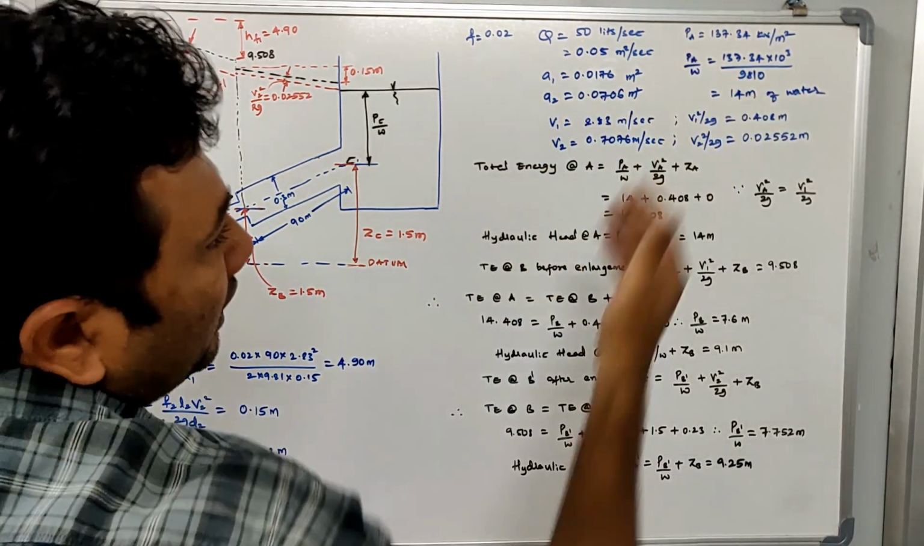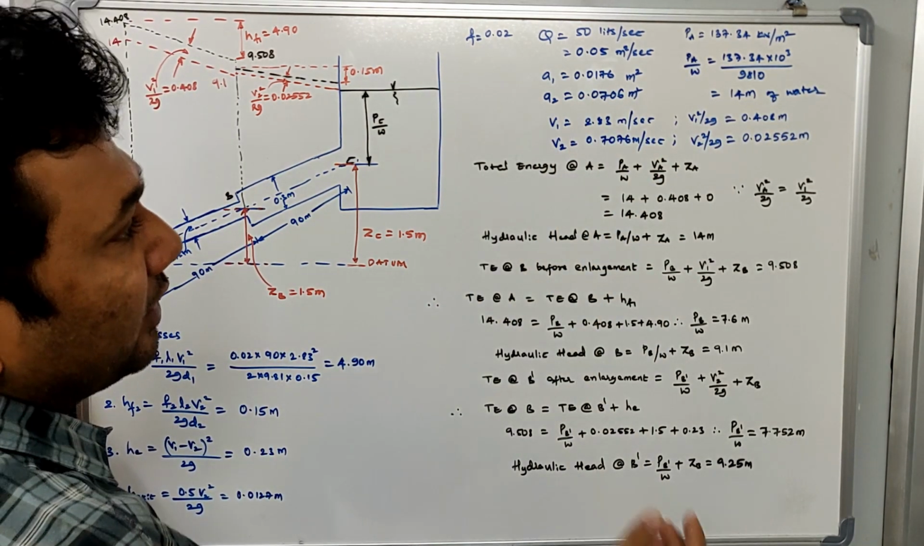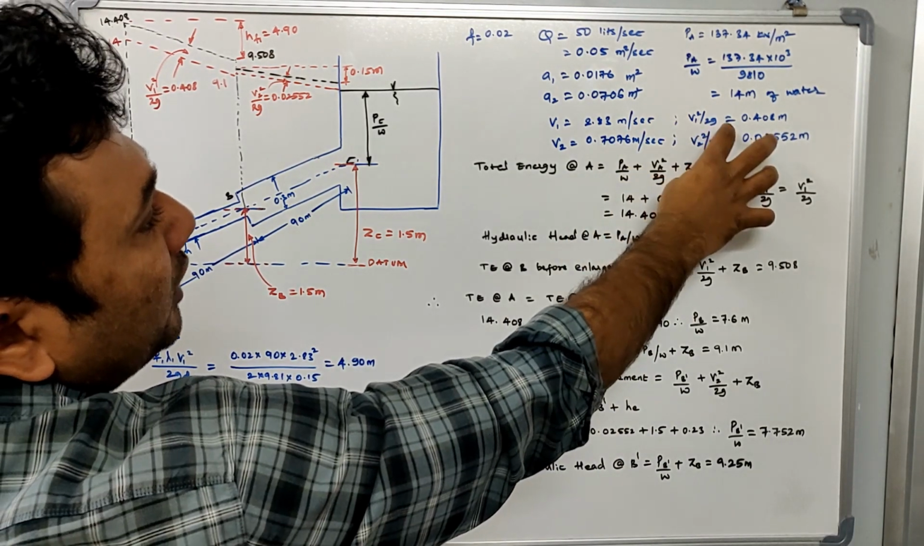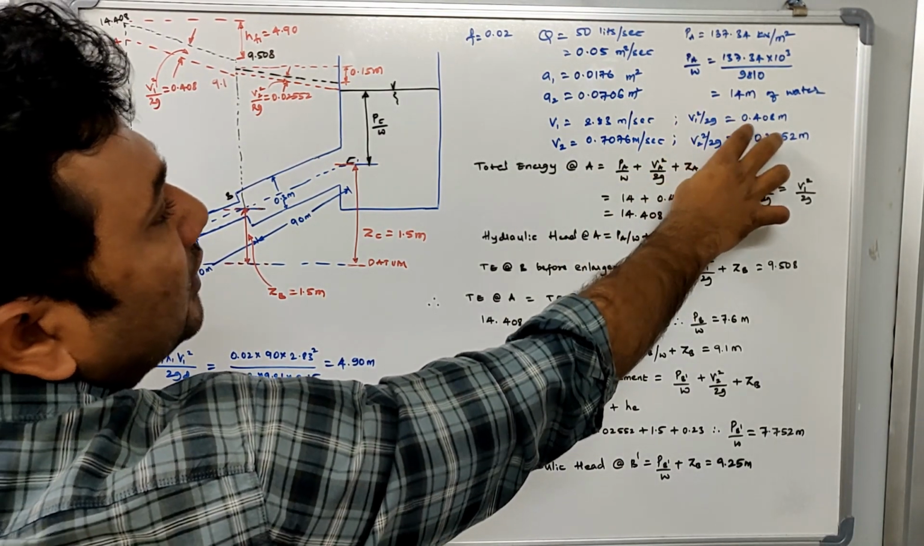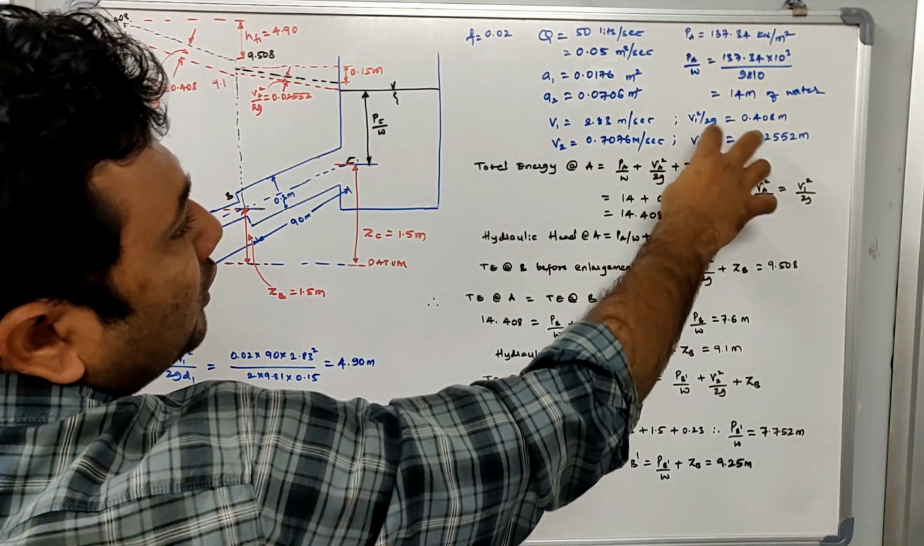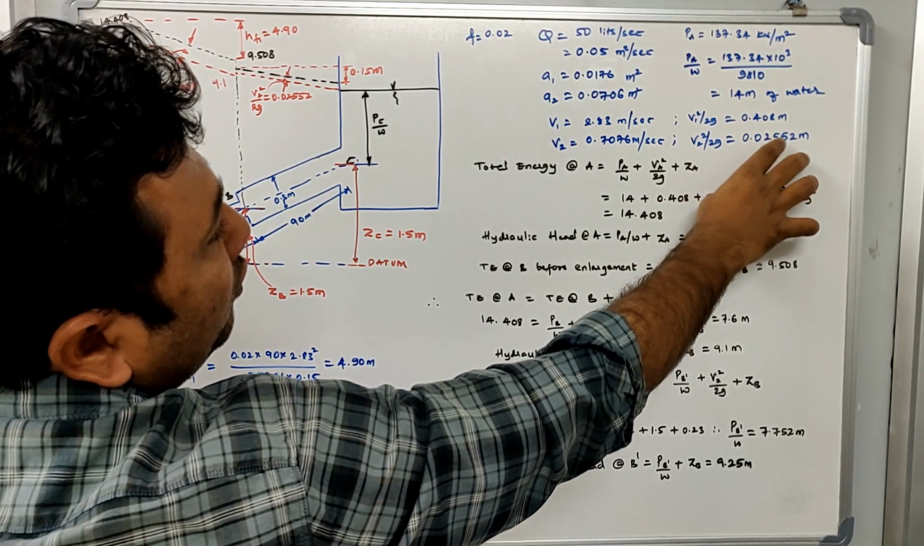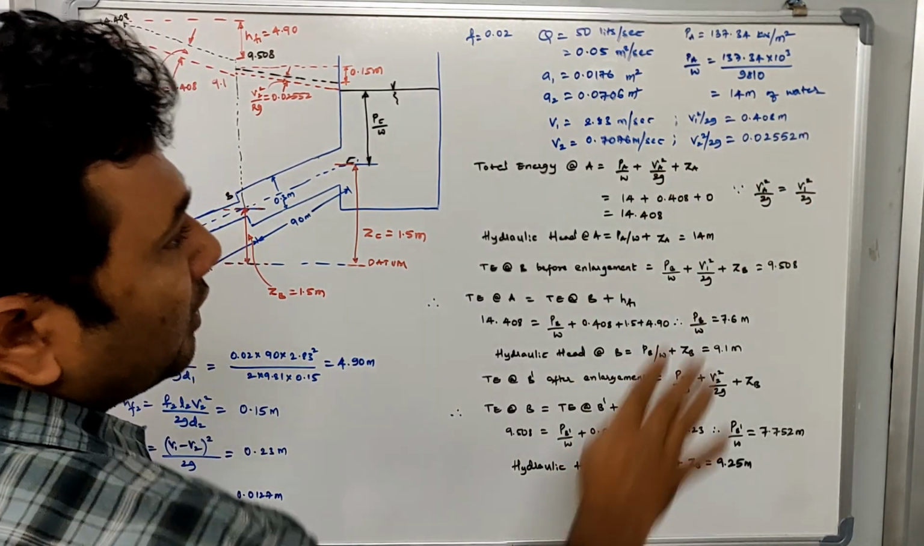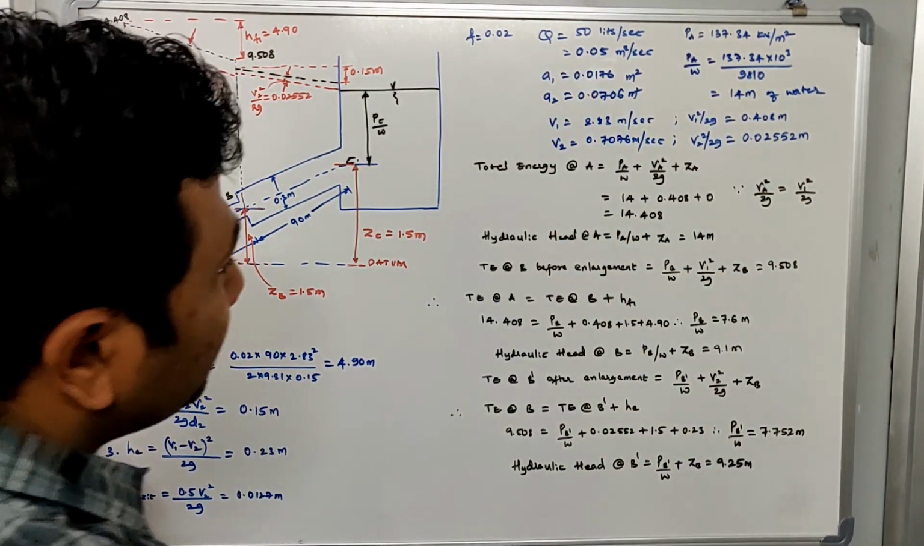Next we can calculate correspondingly the velocity head. So V1 square by 2g, representing the velocity head, is equal to 0.408. V2 square by 2g is 0.02552 meter. Okay, so we have calculated all these things.